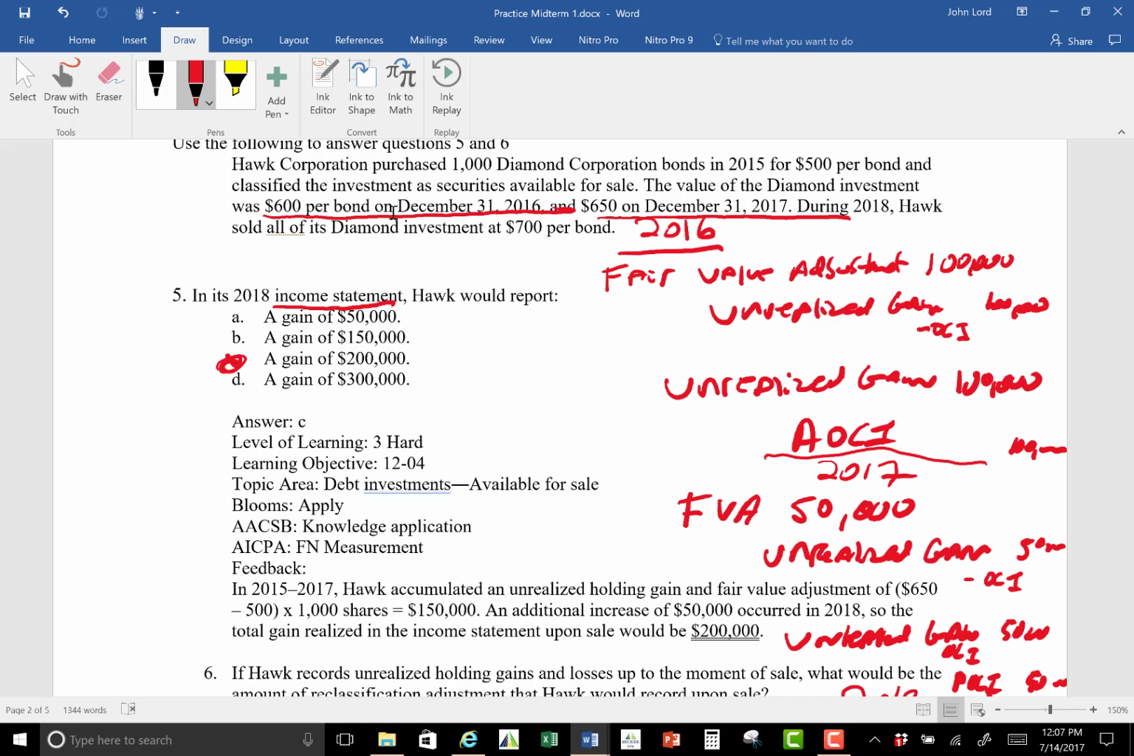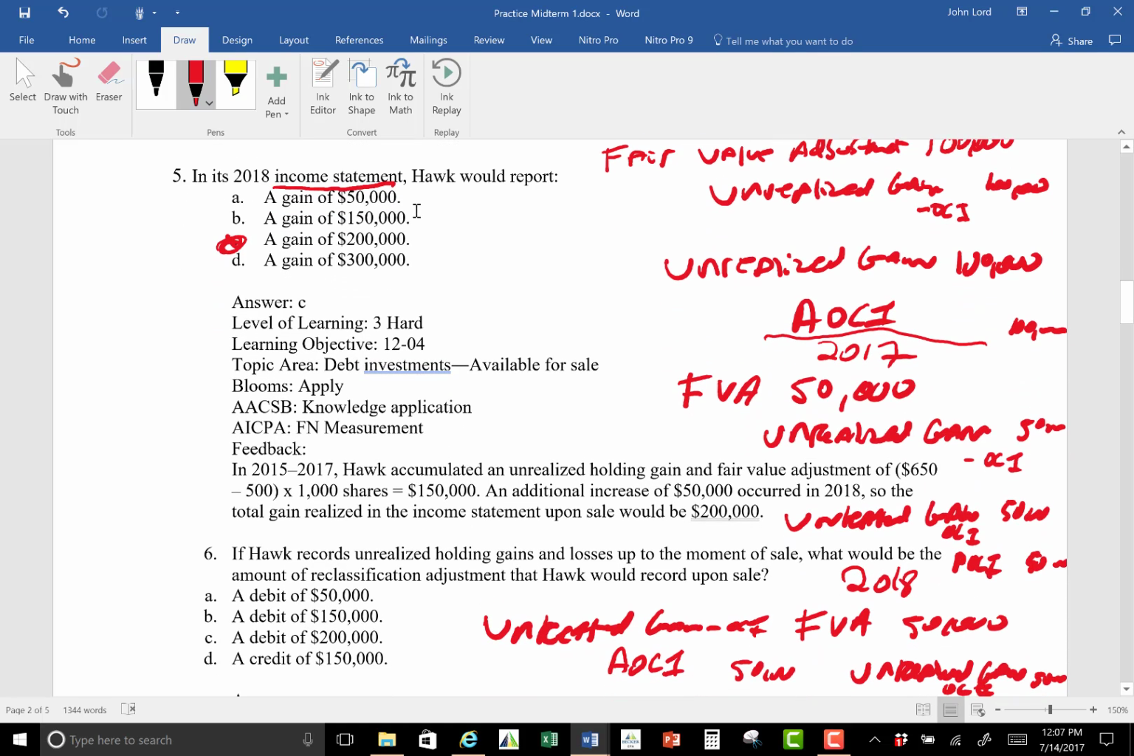Okay. And then when you look at number 6 here, they say if Hawk recognized holding gains and losses up to the moment of sale, which we did, we took it up to 2018, what would be the amount of reclassification adjustment? And that one's just as easy, guys, because what? Once I've built amounts up in the accumulated other comprehensive income, by the time I'm selling it, it's the difference between what I bought it for and what I sold it for. And when I sell it, I have to pull those amounts out, don't I? So the reclassification adjustment is also going to be the difference between what you bought it for and what you're selling it for, right?